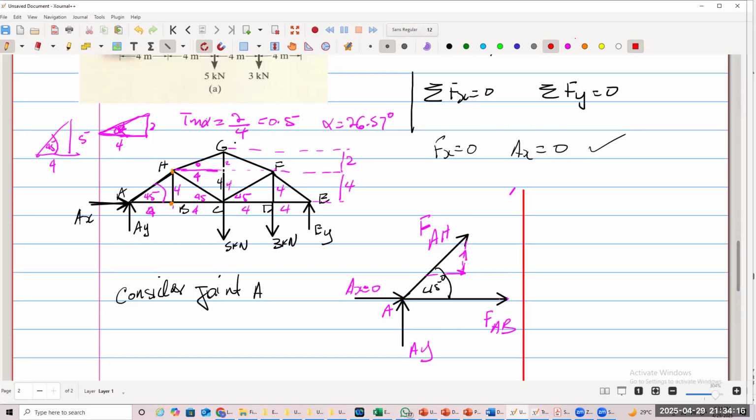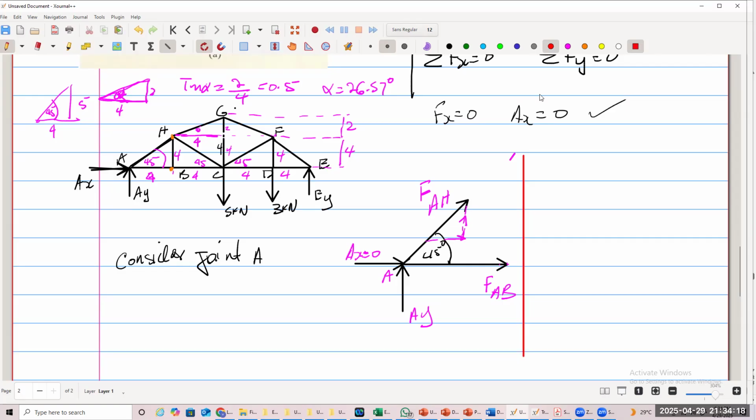So we're going to do some work over here, and let's use our regular color, black. We're going to take moments. Where are we going to take moment now? We're going to take moment at A. Watch carefully. Our objective is to find AY and AX.